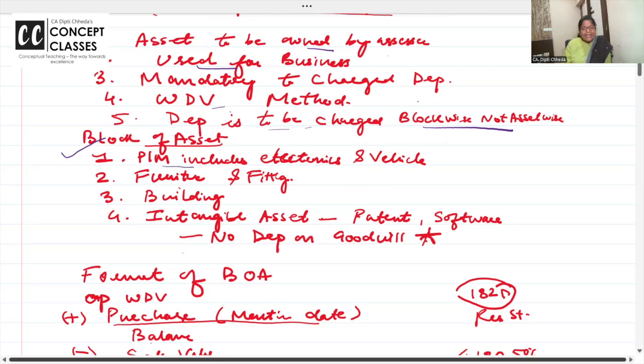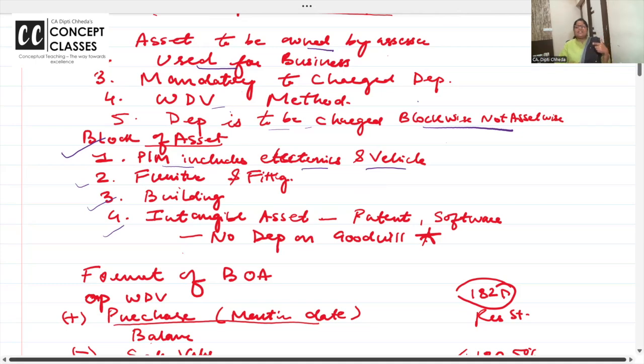The first block is plant and machinery, which includes electronics. Suppose yours is a medical shop and you have a refrigerator or weighing machines. So some electronics are also there. They are a part of plant and machinery. And vehicles, four-wheelers, two-wheelers for delivery, if you have, are a part. Second is furniture. It includes fittings, like here one AC point, four light points, two fan points. Then the third block is building, and then we have intangible.